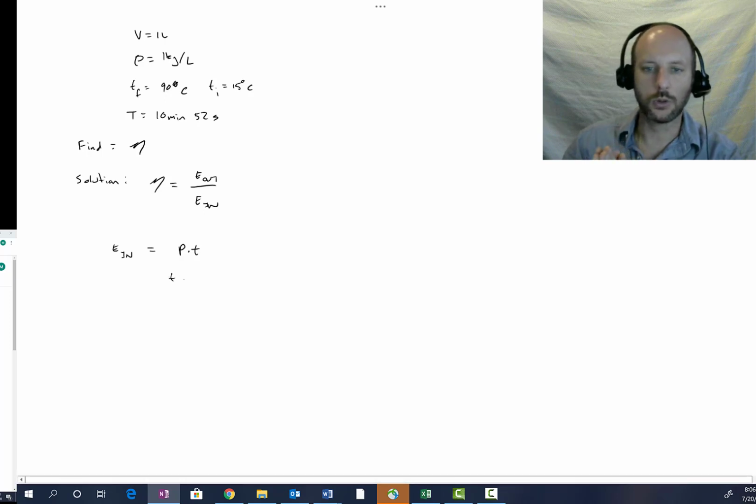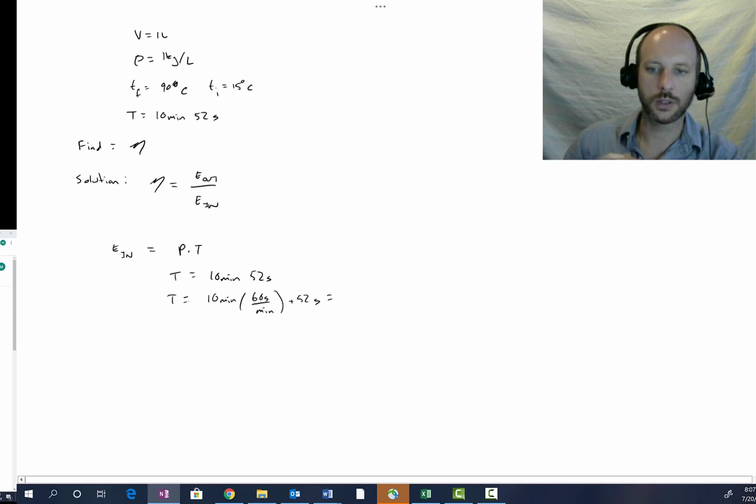That should be in units of watts times seconds, and our time wasn't given in seconds. Capital T was given as 10 minutes and 52 seconds, so we need to convert T over to just seconds. So 10 minutes and 52 seconds is equal to 10 minutes times 60 seconds per minute, and then we add 52 to that, so we get 652 seconds for the time the kettle was on.